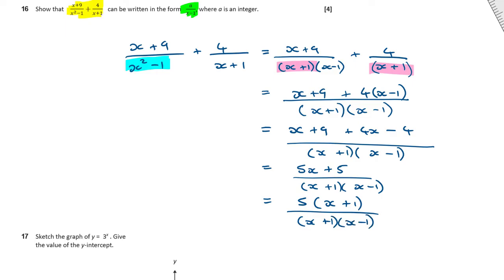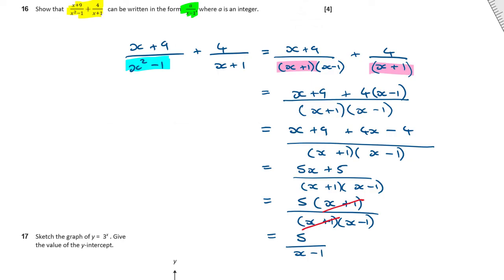Okay, now at this point you can probably spot that I've got a common factor top and bottom, which I can cancel out. So that x plus 1 cancels with that one, and that leaves me with 5 over x minus 1. Okay, so I've shown that that horrible looking sum can be boiled down to 5 over x minus 1. So that's in the form of a over x minus 1 because our a value is our 5, isn't it? Everything else is the same.